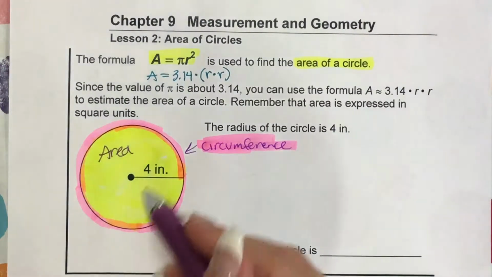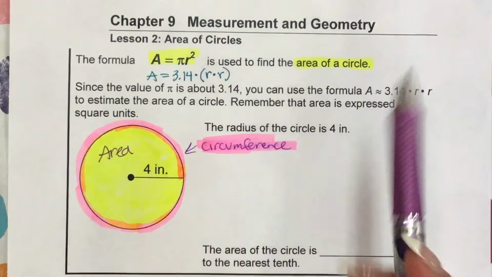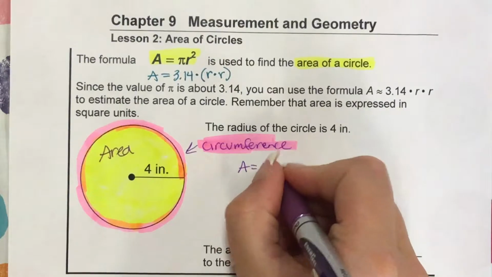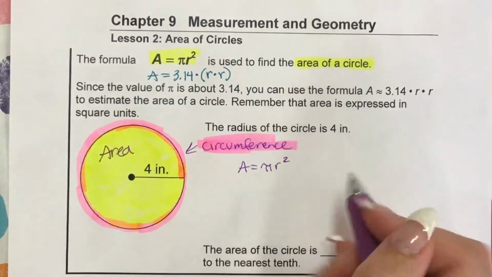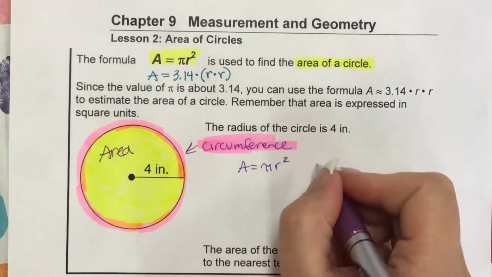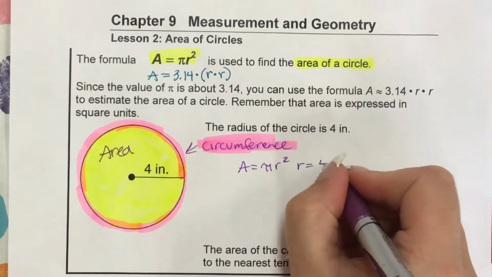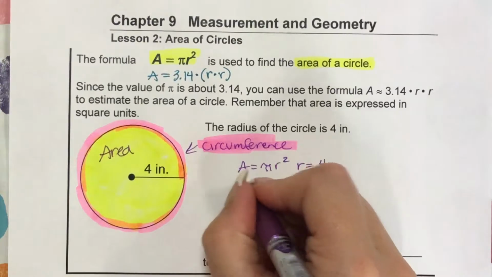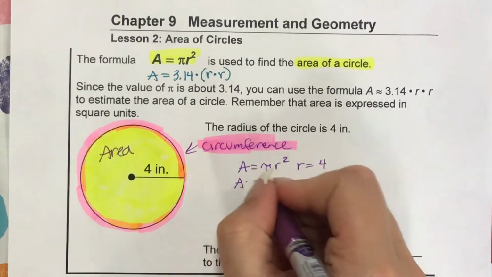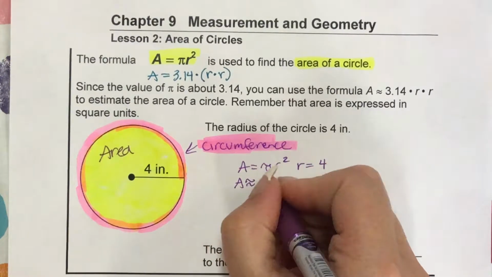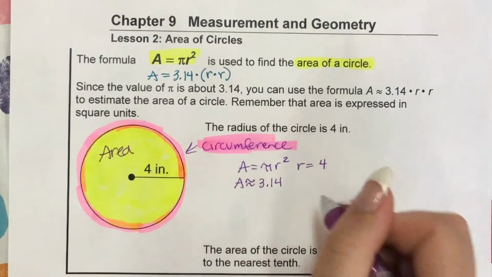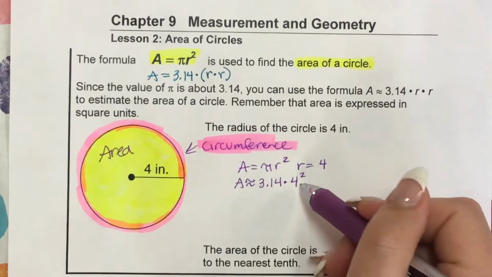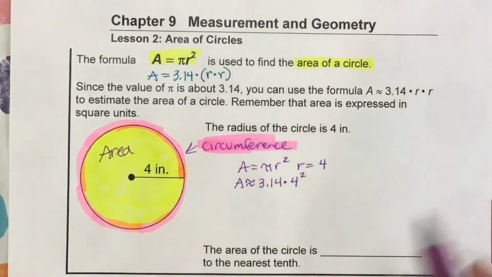So let's go ahead and write down our area. If it says we need to find the area, we're going to write down our formula: area equals pi r squared. We need to define our radius. Our radius is 4 inches, so that means r equals 4. And then we just substitute everything in. So area is approximately, I'm going to use the 3.14, times 4 squared, which is the same thing as 4 times 4, right?